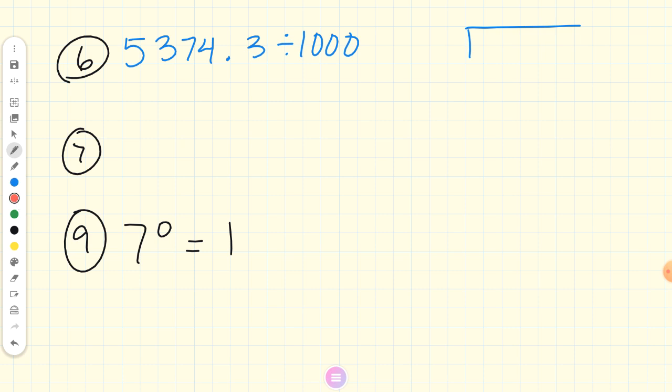So on this one, really all you had to do is count. I'm dividing, so I'm moving left 1, 2, 3 times. So my answer would just be 5.3743. We can't leave off that back 3. Okay, raise your hand if you made that one way too hard. Okay, there were lots. Number 7 was a similar type of problem.